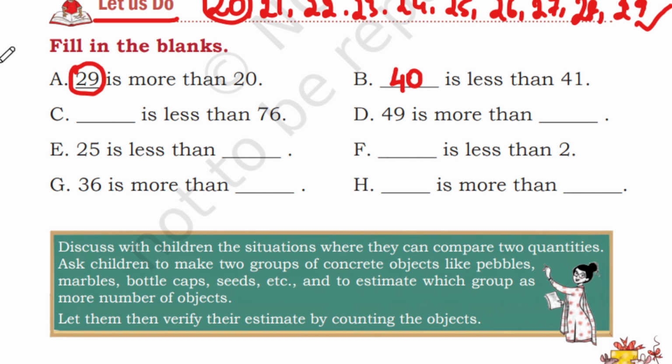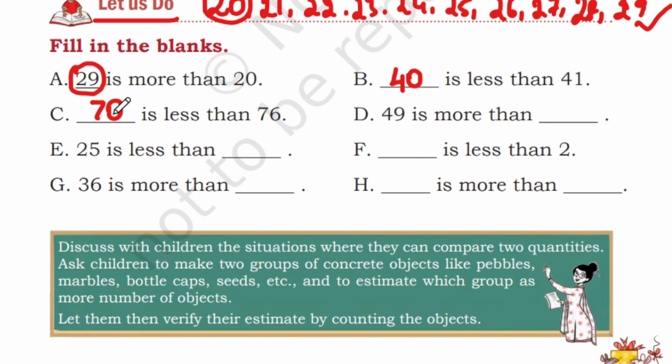Okay, so the next one, dash is less than 76. So you can write 70. 70 is less than 76. So you can choose any number which is less than 76. You can write up to 75. Okay. So 60, 65, 1 to 10 or 11 to 12. Whichever number is less than 76, you can write it here.